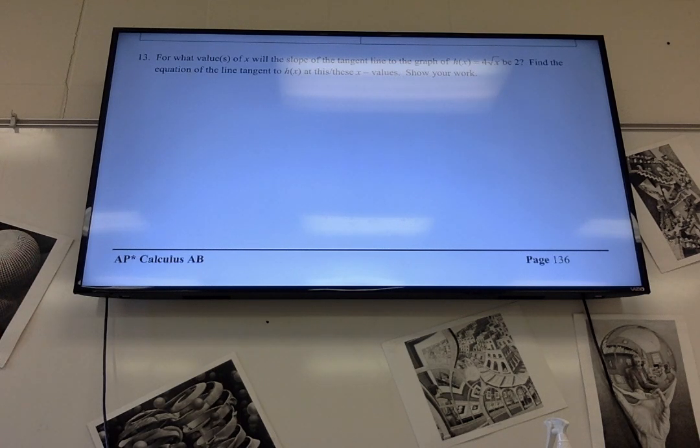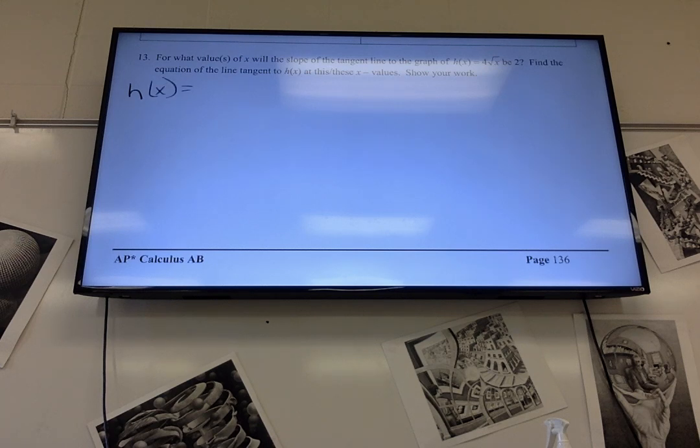Alright, for what value of x, or values, will the slope of the tangent line to the graph of h be equal to -2? Find the equation of a line tangent to h of x at these values. Show your work. So we want to know where the slope of the tangent line is going to be equal to -2. So we're going to have to find h prime of x, right?